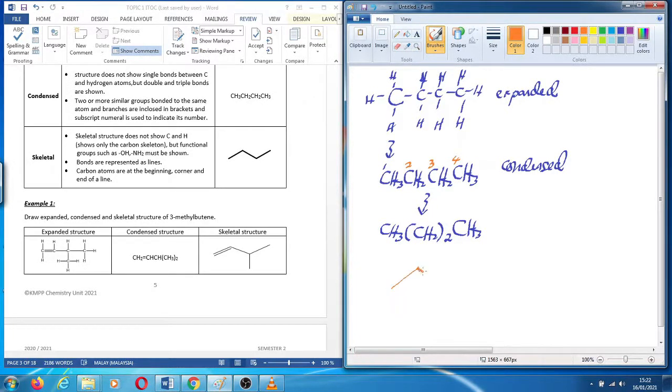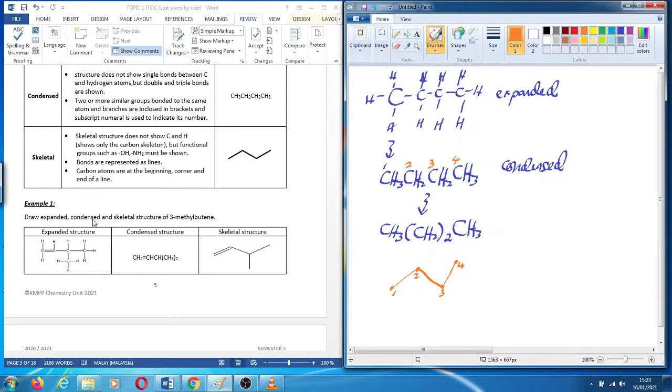Okay, now. 1, 2, 3, 4. We have 4 carbon. At each corner, this is the end, this is the beginning, this is the corner. Each of the corner, the beginning and the end will be our carbon atom. And exactly each carbon here will have its own hydrogen. This is an example, my dear.